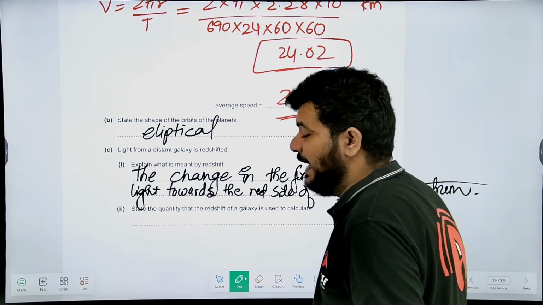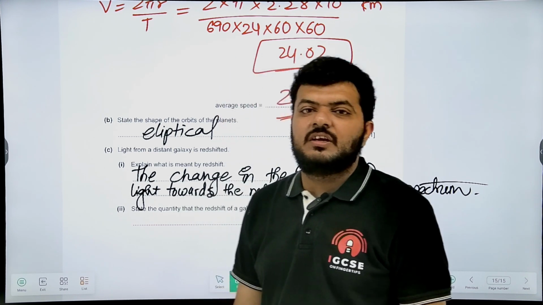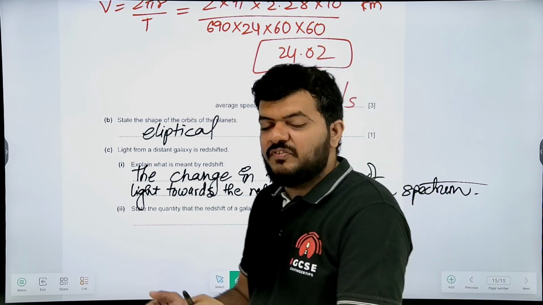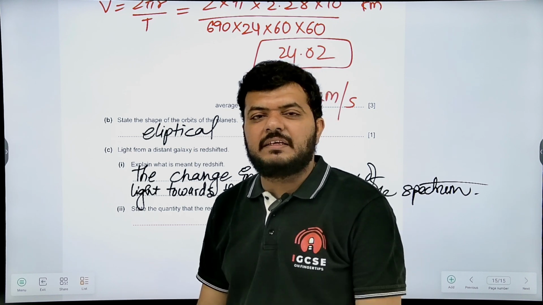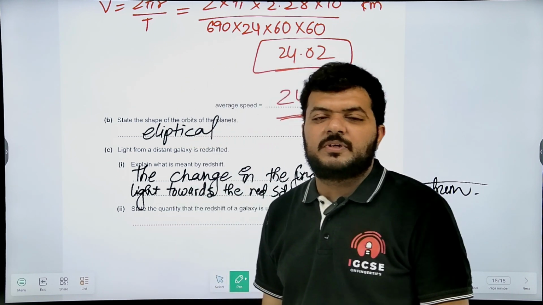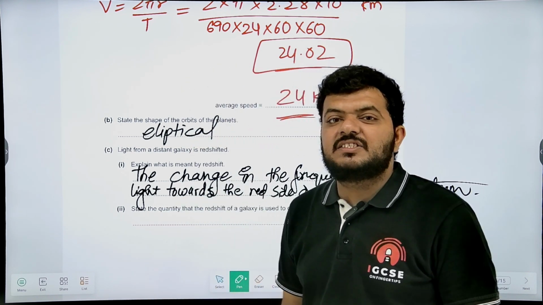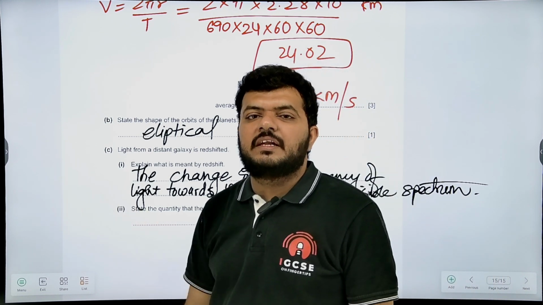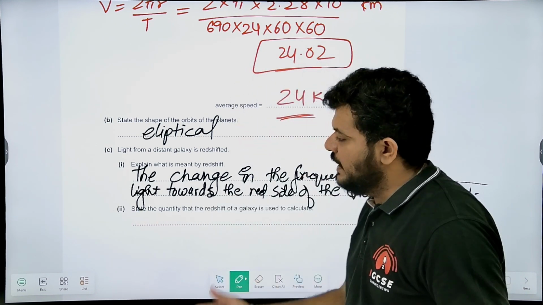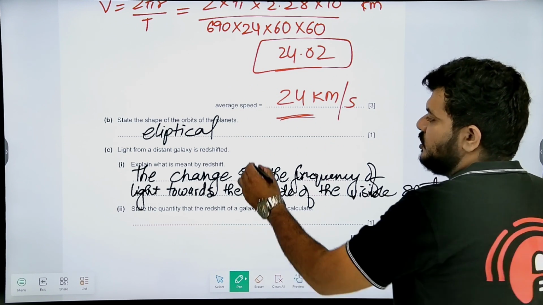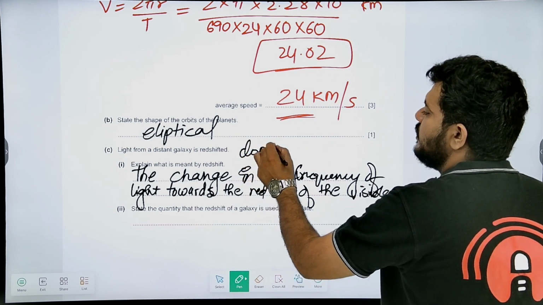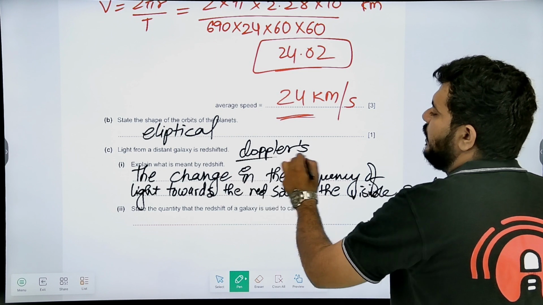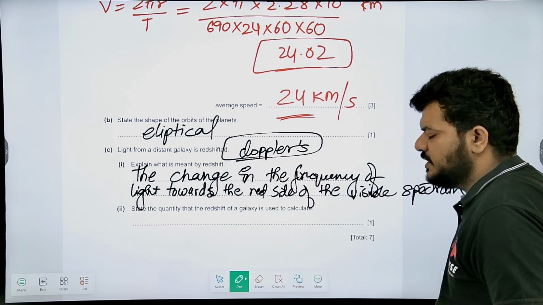So when light is coming from a distant galaxy, what happens is its wavelength is perceived to have increased, its frequency is perceived to have changed. Now that change happens towards the red side of the visible spectrum and that is known as red shift. This is due to the Doppler effect, right? Don't need to write the Doppler effect inside the answer.